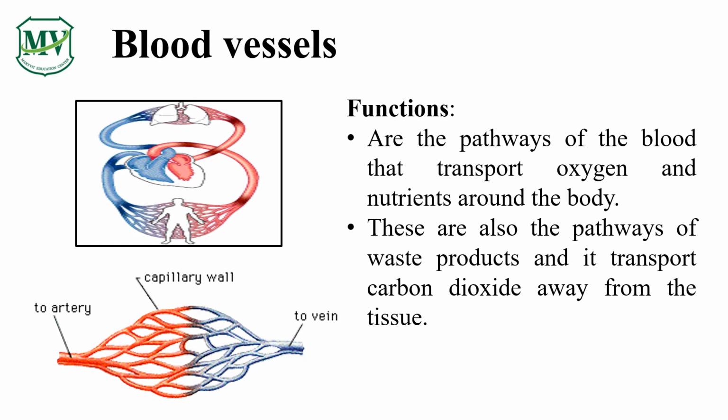Now, there's more. These are also the pathways of waste products, in which carbon dioxide is transported away from the tissue. In the picture, the red-colored vessels are the arteries, and the blue-colored vessels are the veins, while the interconnection between the two are the capillaries. Let's learn some more details about each one of them.